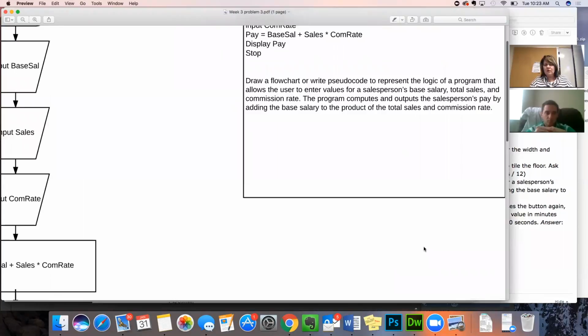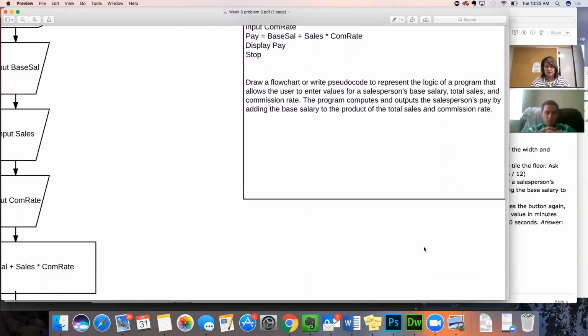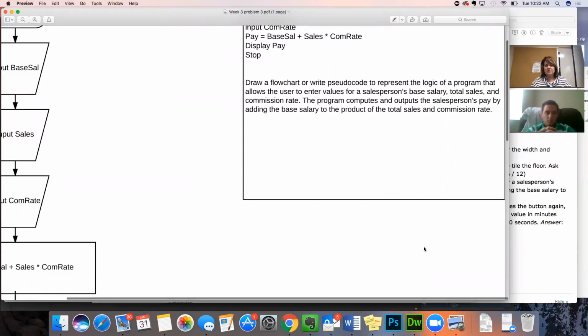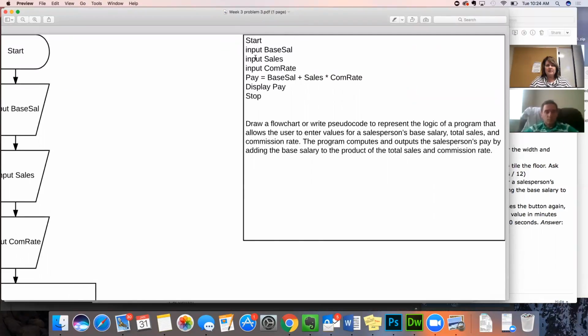Okay, so this one was: draw a flowchart or write pseudocode to represent the logic of a program that allows the user to enter values for a salesperson's base salary, their total sales, and commission rate. The program is to compute and output the salesperson's pay by adding the base salary to the product of the total sales and commission rate. Okay, so they input base salary, input sales, input commission rate. So the total pay is equal to the base salary.